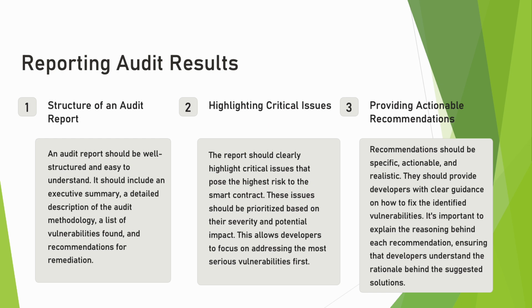Reporting audit results. This involves three major steps, that is, structure of an audit report, highlighting critical issues, and providing actionable recommendations. Structure of an audit report involves an executive summary, methodology, list of vulnerabilities, and remediation recommendations. In highlighting critical issues, we prioritize and clearly highlight the most severe vulnerabilities, which allows developers to focus on addressing the most serious vulnerabilities first.